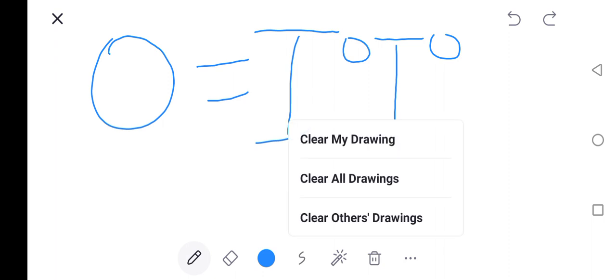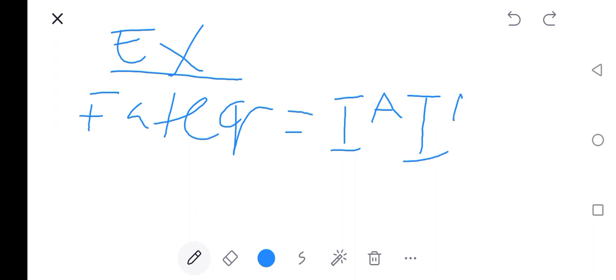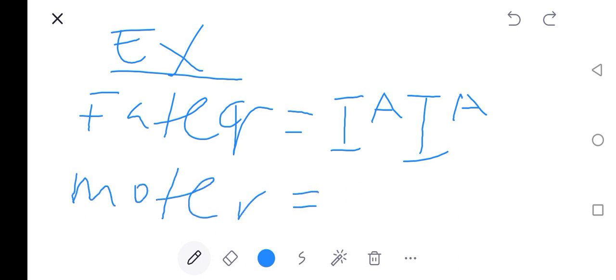So let's do some crossing, madam. Example one. Let's say a father has blood group I and blood group A, and then the mother has blood group B and blood group B. Okay? So what types of children will they have, madam?